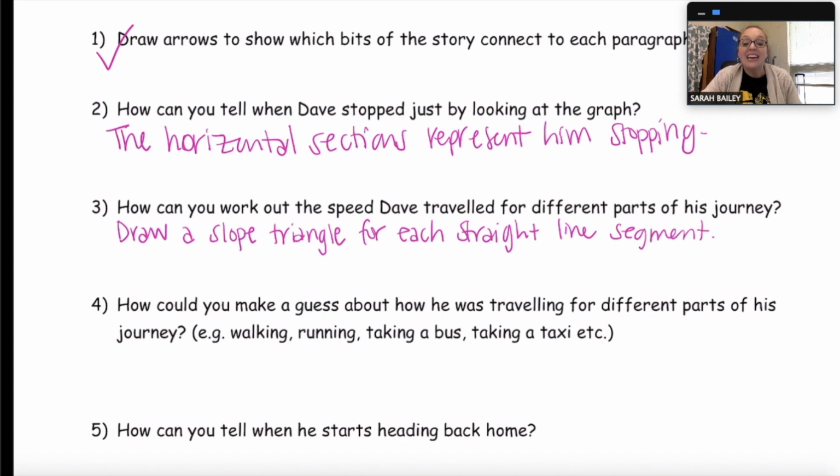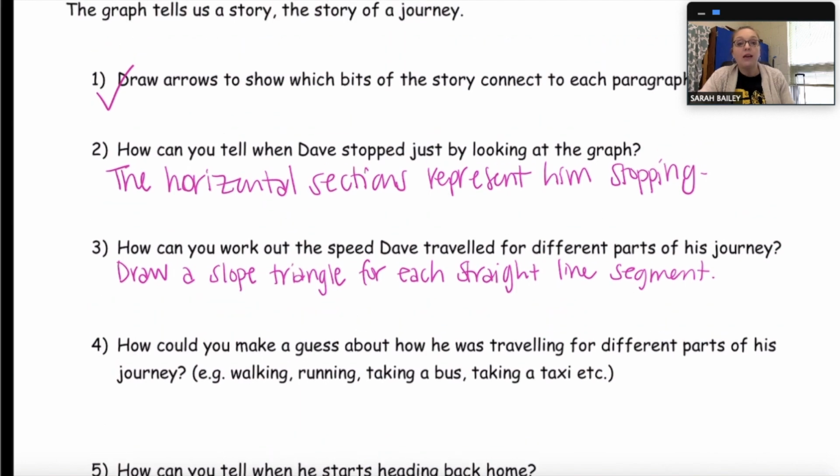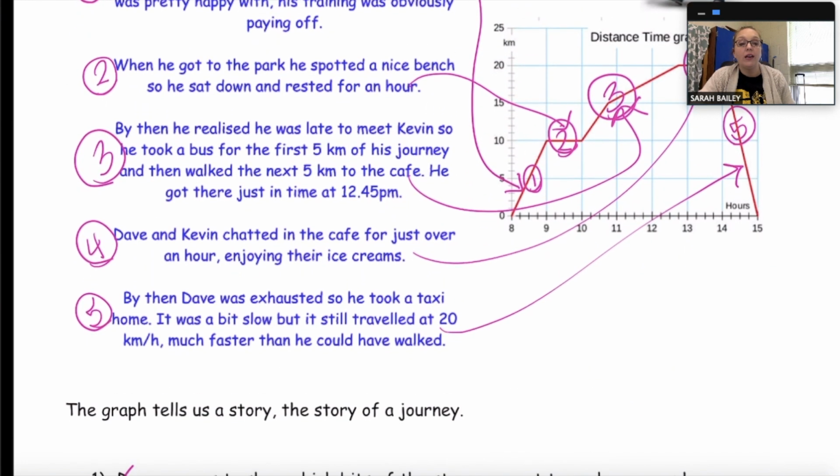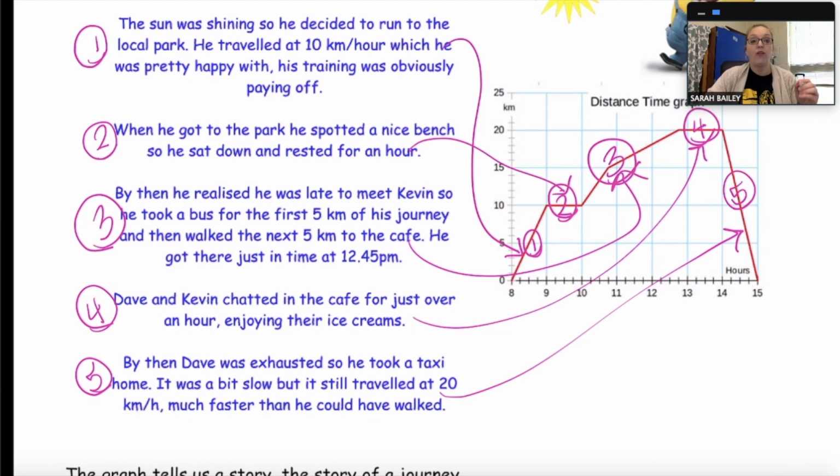How could you make a guess about how he was traveling for different parts of his journey? For example, if he was walking, running, taking the bus, or a taxi. So we could make a guess. We know that running is going to get him further, faster than walking would be. So running would be steeper than walking, or riding the bus would be steeper than walking, because a bus is going to travel faster than a person walking. So you could tell based upon the steepness of each section.